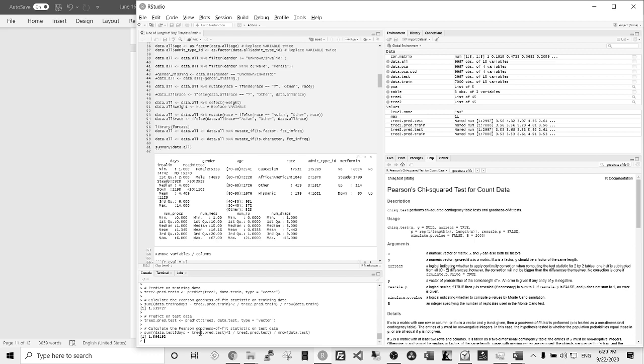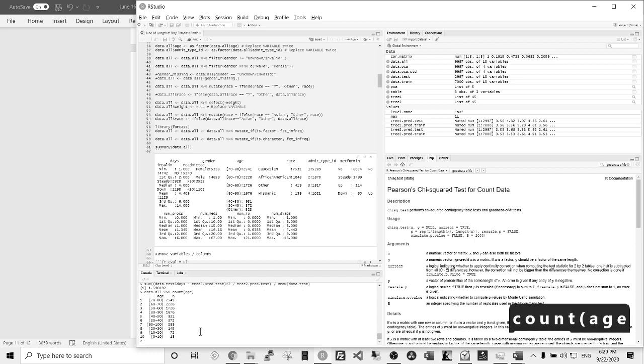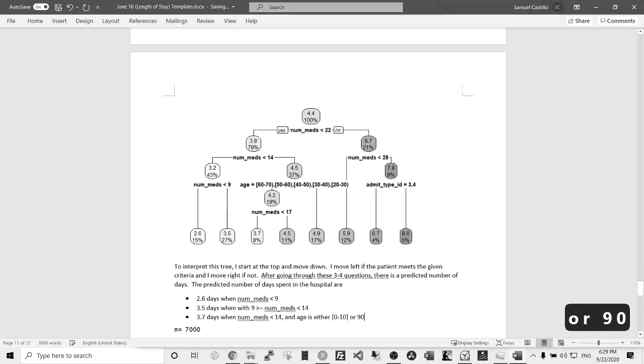So is it just other? I could also do data.all. Yeah, so 0 to 10 or 90 to 100. Okay, or 90 to 100. Let's just double check. 10 to 20 is not included. 0 to 10, 10 to 20, 20 to 30, check. 30 to 40, check. 40 to 50, check. 50 to 60, check. 60 to 70, check.